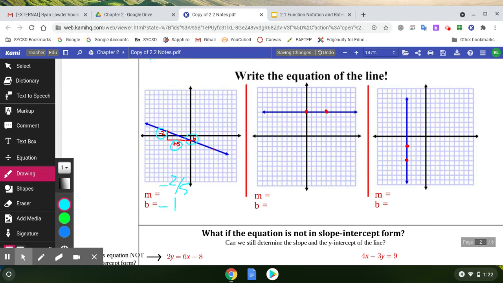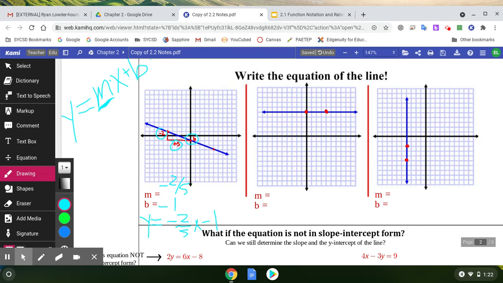All right, if we go back to slope-intercept form, notice we're always multiplying our slope or rate of change by x and then adding the value of b. So the equation of this line would be y equals negative 2/5 times x. We could say either plus negative 1 or just simply write it as negative 1. Both mean the same thing.